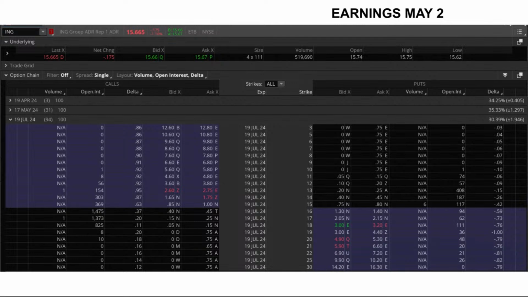Understand though, when you buy options, you can never lose more than you bet. So you make that decision about what you're comfortable risking before you ever get into the trade. That's the trade there. Buy 15s for 80 cents.